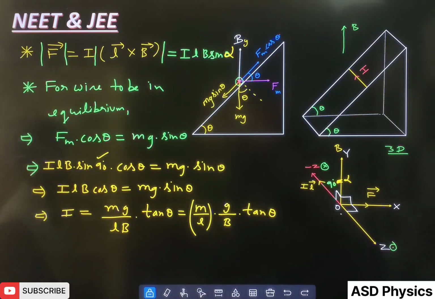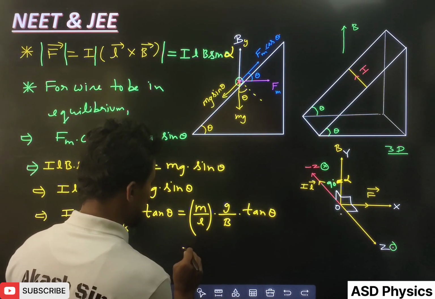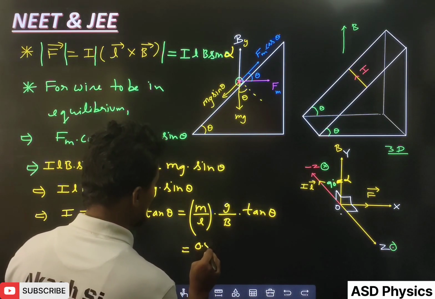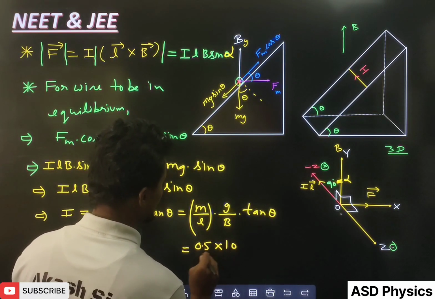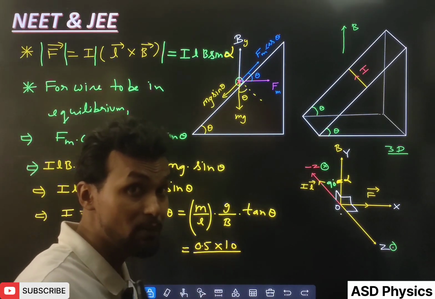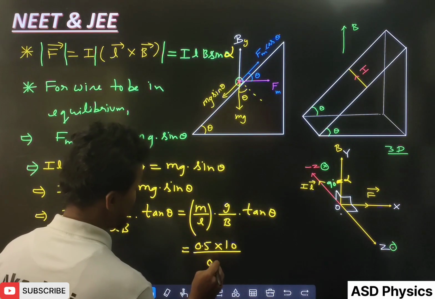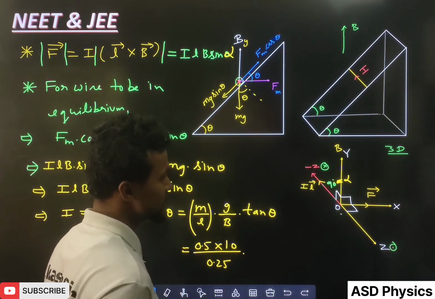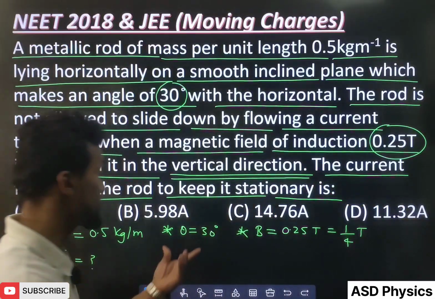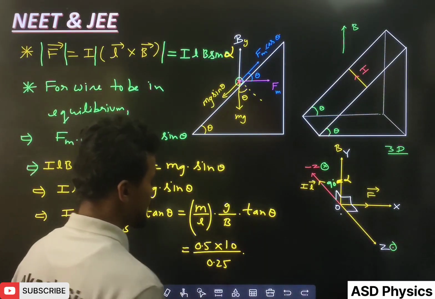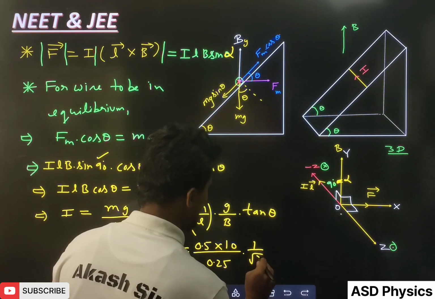So this is the basic formula. Now we have to just put in the values. For m by L, they have given 0.5 kg per meter. For g, to keep it simple, I have taken 10 meter per second squared. What is the value of B? Remember 0.25, that I have made 1 by 4. And theta is given as 30 degree. So the tan 30 value will come as 1 by root 3.